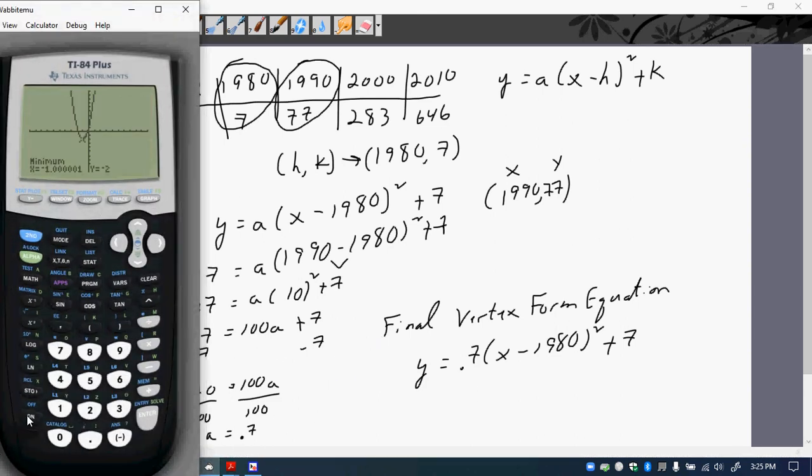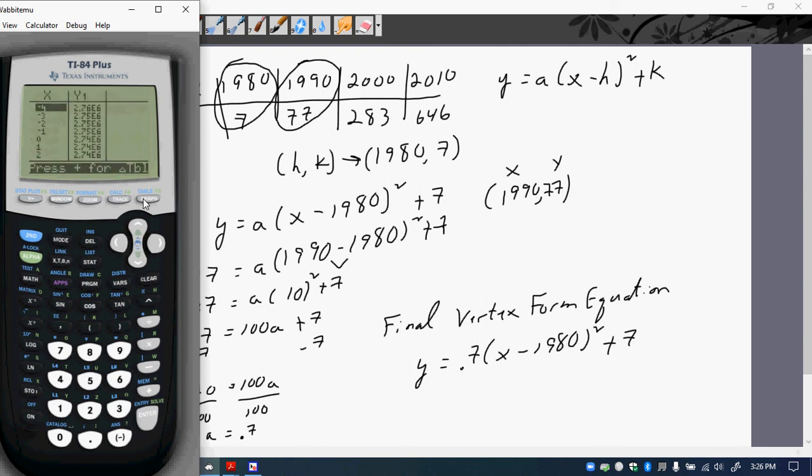So let's go to the y equals, clear it, type in 0.7. Then we get (x minus 1980), right? Oops, that's not 80, this is 80. In parentheses, to the power of 2, and then it's plus 7. Now I could graph it, but I don't really need to, so I'm going to go ahead and go to the table.